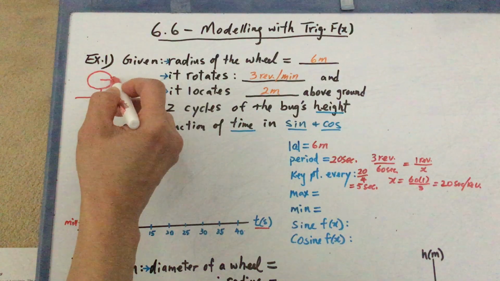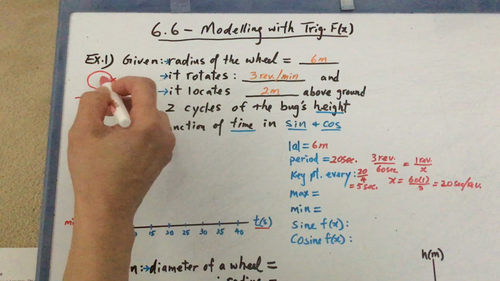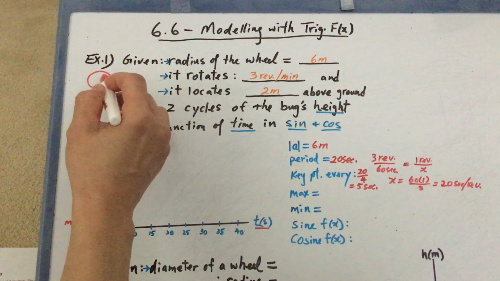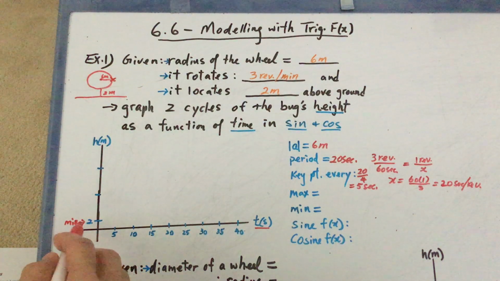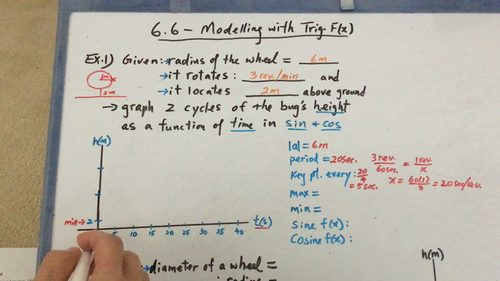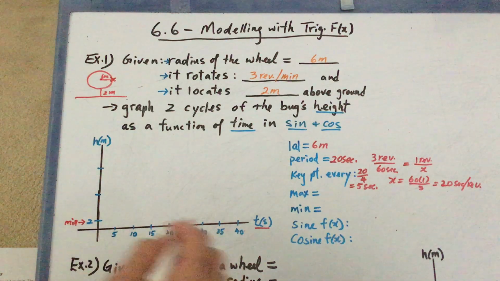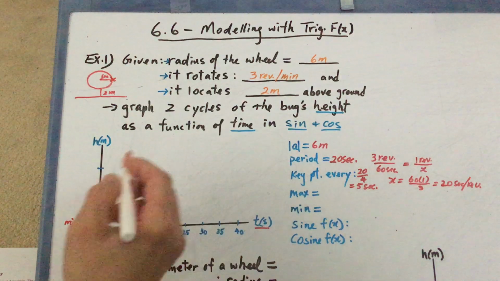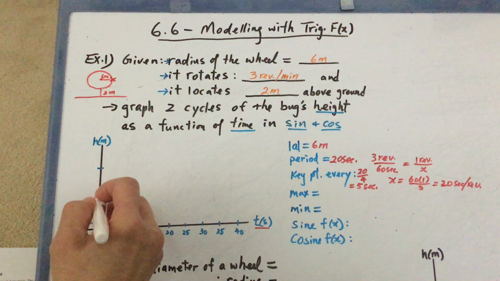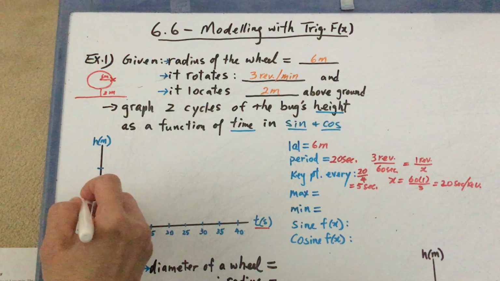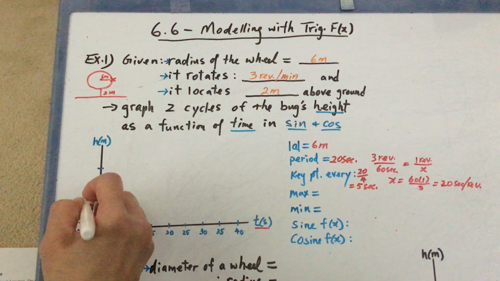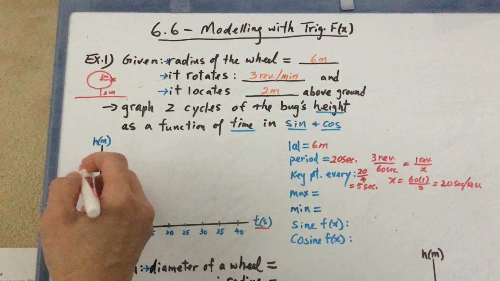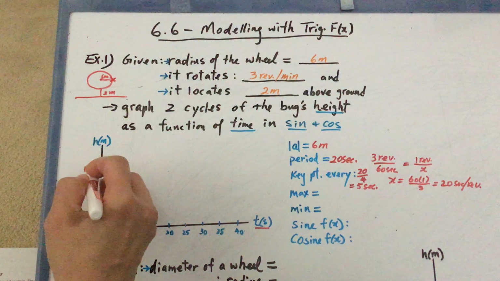Okay, where I put the cross, this is where the ladybug is sitting, and it has a radius of 6 m there. Because the minimum we know is 2 meters above ground, the x-axis represents the ground level. Then when you add the amplitude 6, my middle point is going to be at 8 m. And then adding another 6 gives me a maximum of 14.